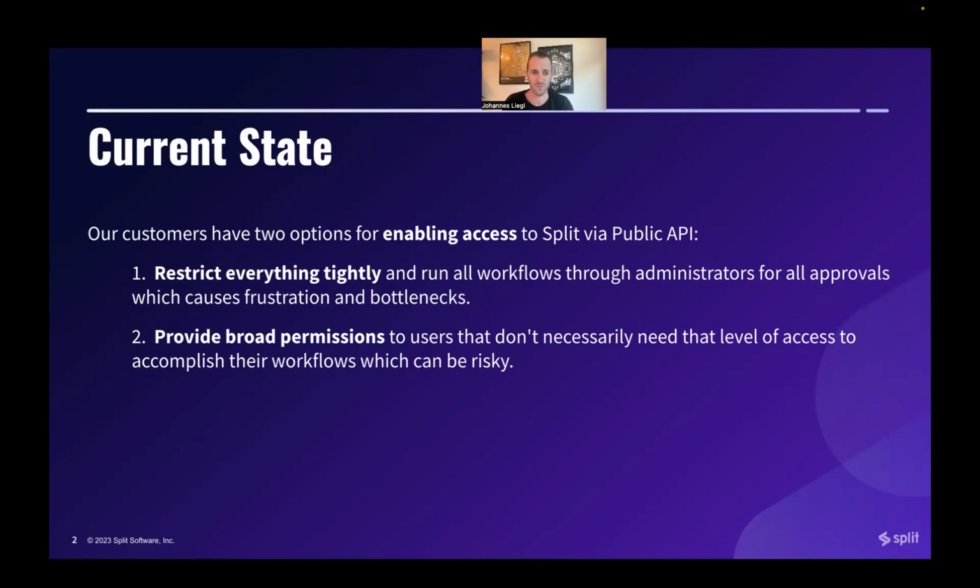The second option was to provide broad permissions to users, which means to give out more powerful keys to users that don't actually need these powerful keys to accomplish their tasks. So this was more convenient and created less of a bottleneck, but was quite risky.